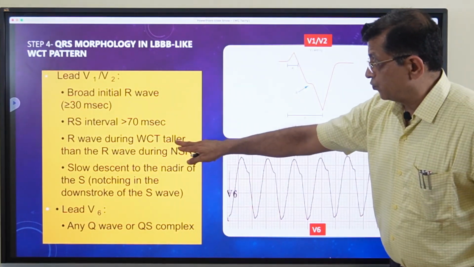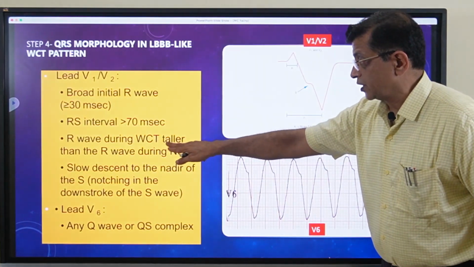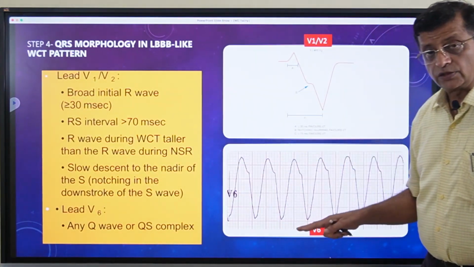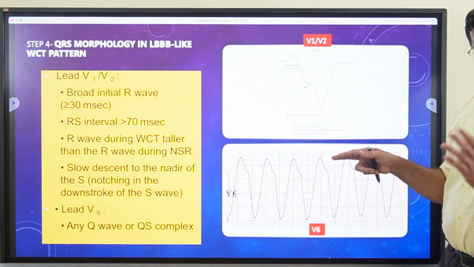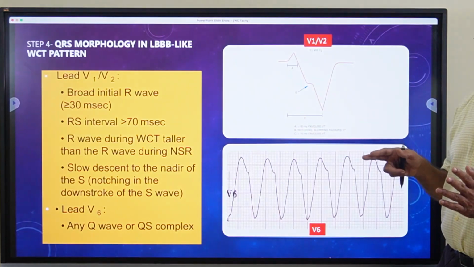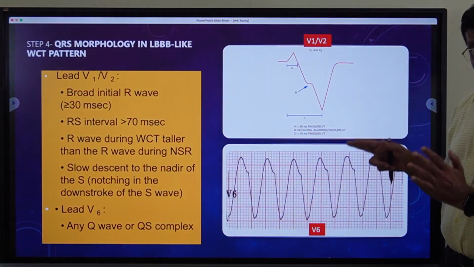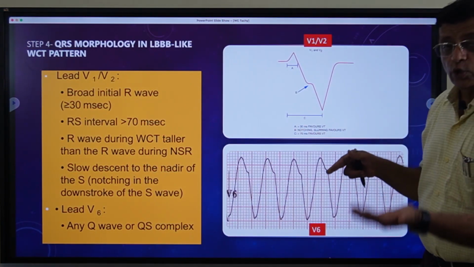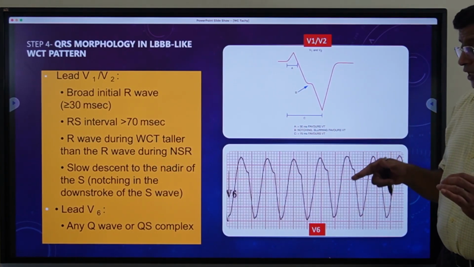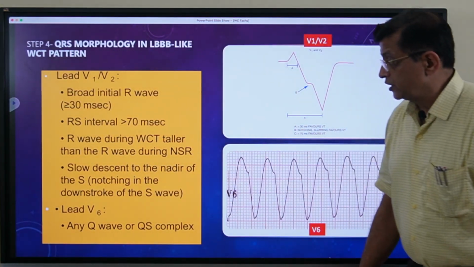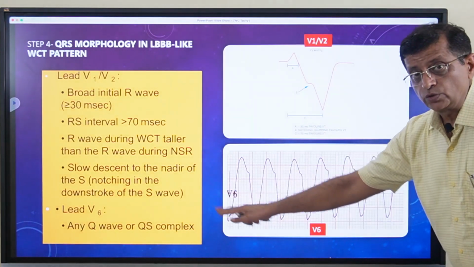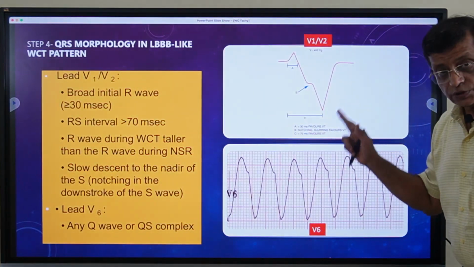And the R wave during wide complex tachycardia should be taller than the R wave during sinus rhythm. So if you have an ECG of the patient in sinus rhythm, the R wave during the wide complex tachycardia should be taller than the R wave during the sinus rhythm in V1. Lastly, slow descent to the nadir of S, so you see the Josephson sign.